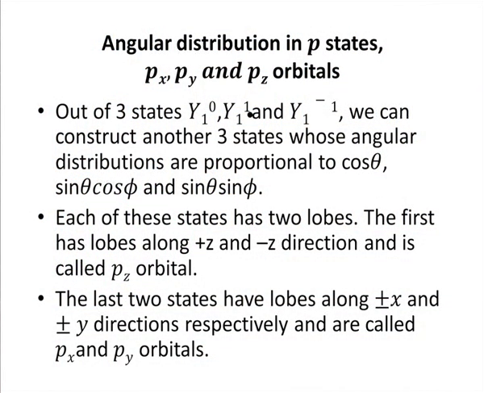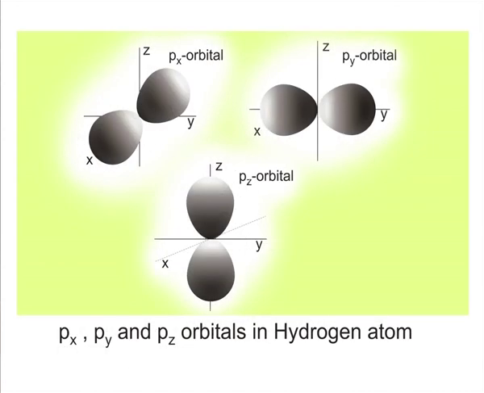Out of 3 states Y10, Y11 and Y1 minus 1, we can construct 3 other states whose angular distributions are proportional to cos theta, sin theta cos phi and sin theta sin phi. And we have some lobe-like structures, and we call them px, py and pz orbitals. You see these orbitals in the diagram, px, py and pz. Px has 2 lobes along the x axis and similarly py and pz.